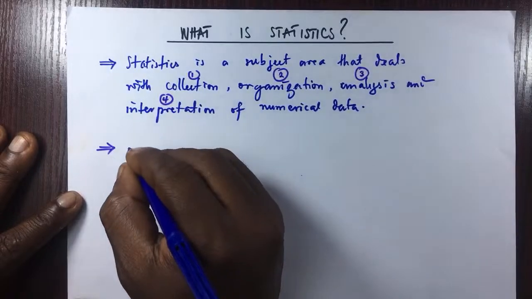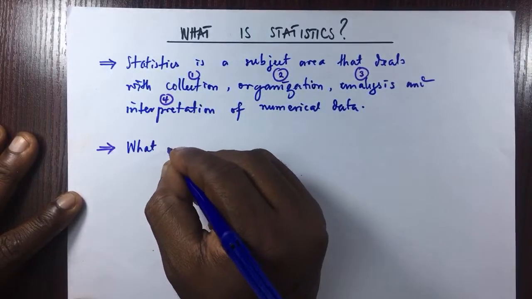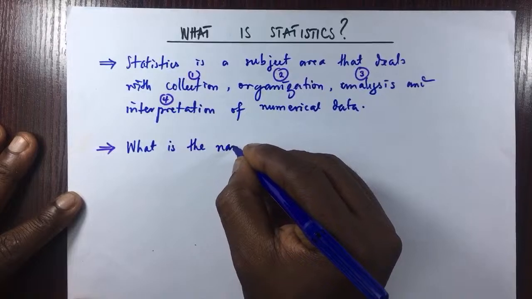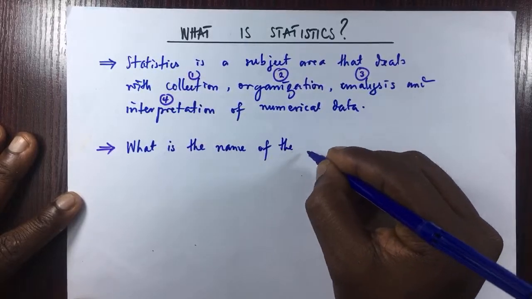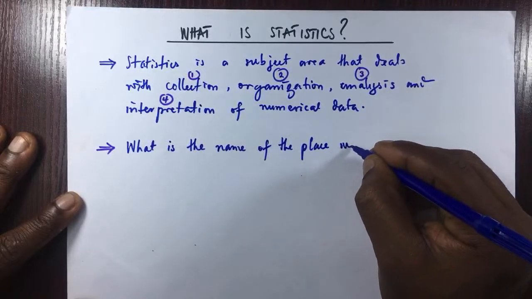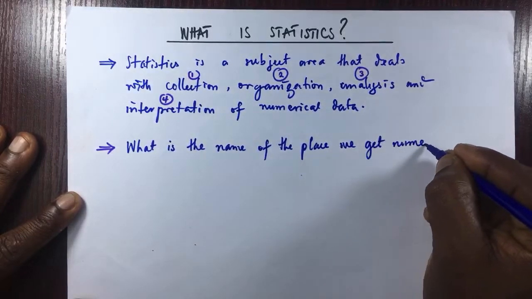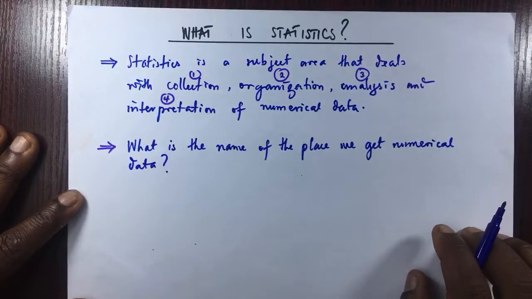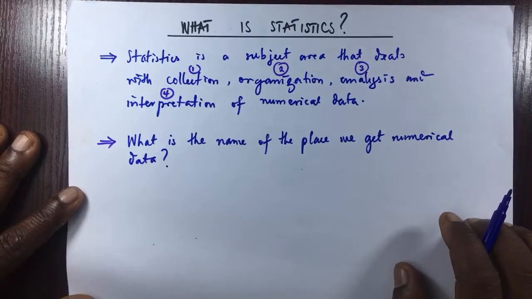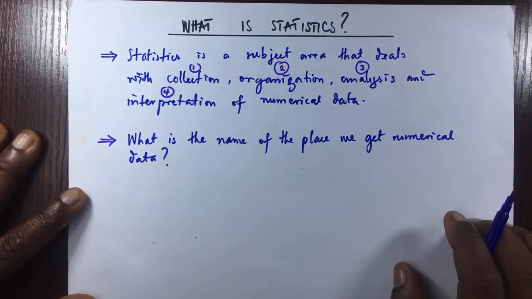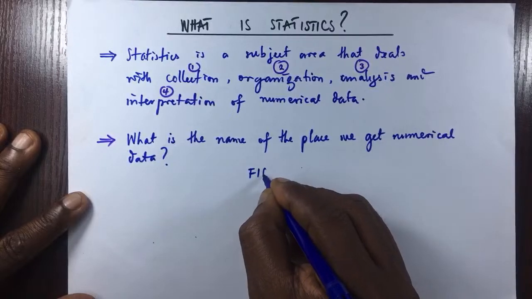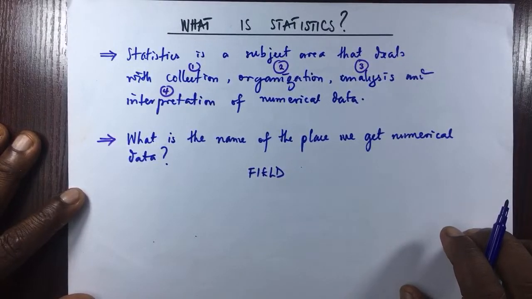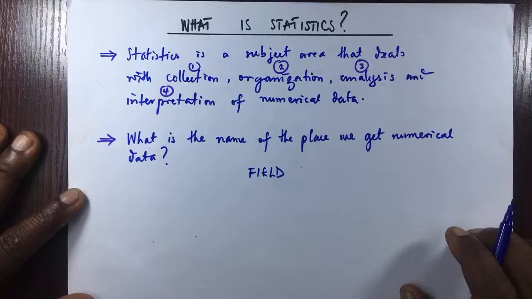Now, the next question I want to answer in this introduction to statistics is, what is the name of the place we get numerical data? So, what do statisticians call the place we get numerical data from? Wherever we get numerical data in statistics, we call that place a field. So, the answer to that question is a field. Now, a field to us in statistics refers to a place where we get numerical data.